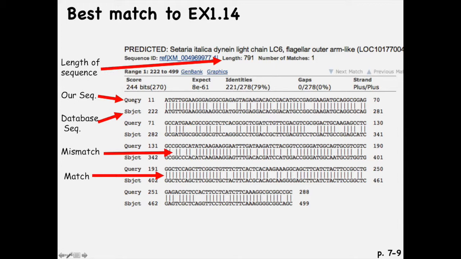Our sequence is the query, and the sequence in which it matches in the database is called the subject. So here you have an area where there's a mismatch, right? Everywhere there's a little gap. This was a G, now this one has an A. Here you have a C, and that's a G. And areas that have lines between them indicate a match.